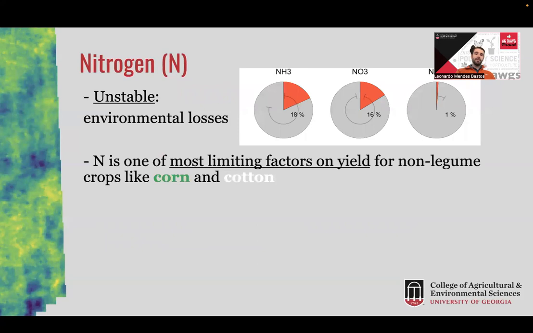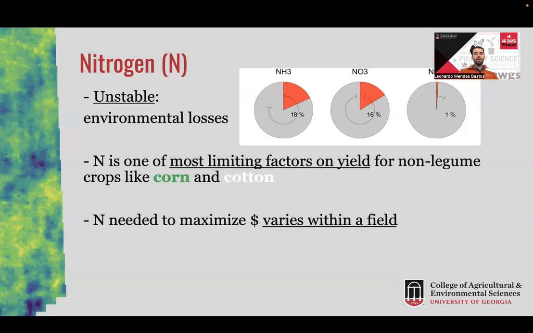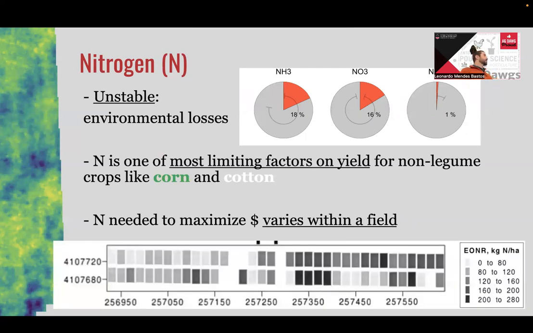So we talked a little bit about nitrogen losses, also how nitrogen is one of the most limiting nutrient factors to yield. At the same time, the amount of nitrogen that we need within a field to maximize return varies greatly. There's no way we can do a test on a farmer's field with multiple rates in multiple places just so we can learn what's the best rate to apply at that place. So it's a very complex nutrient to manage, especially to manage sustainably and profitably.